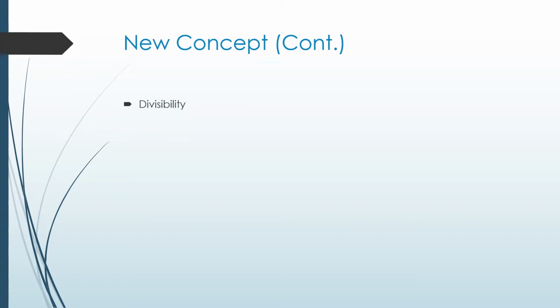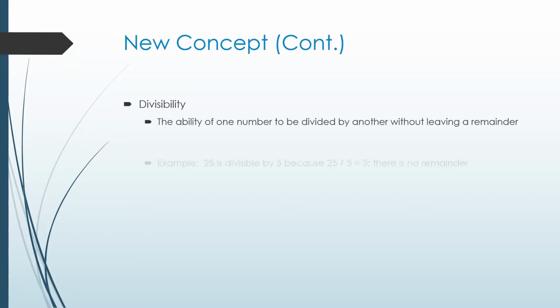Now we're going to talk about divisibility, and this can get a little confusing, so make sure if you need to repeat this section of the video that you do that. These are important for saving you time later on, and it can take a little while to get used to using them. So divisibility is the ability of one number to be divided by another without leaving a remainder.